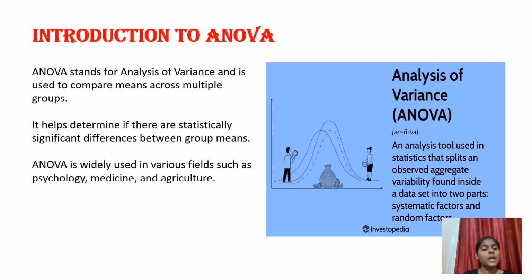Introduction to ANOVA. ANOVA stands for Analysis of Variance and is used to compare means across multiple groups. It helps determine if there are statistically significant differences between group means. ANOVA is widely used in various fields such as psychology, medicine, and agriculture. It is an analysis tool used in statistics that splits an observed aggregate variable found inside a data set into two parts: systematic factors and random factors.